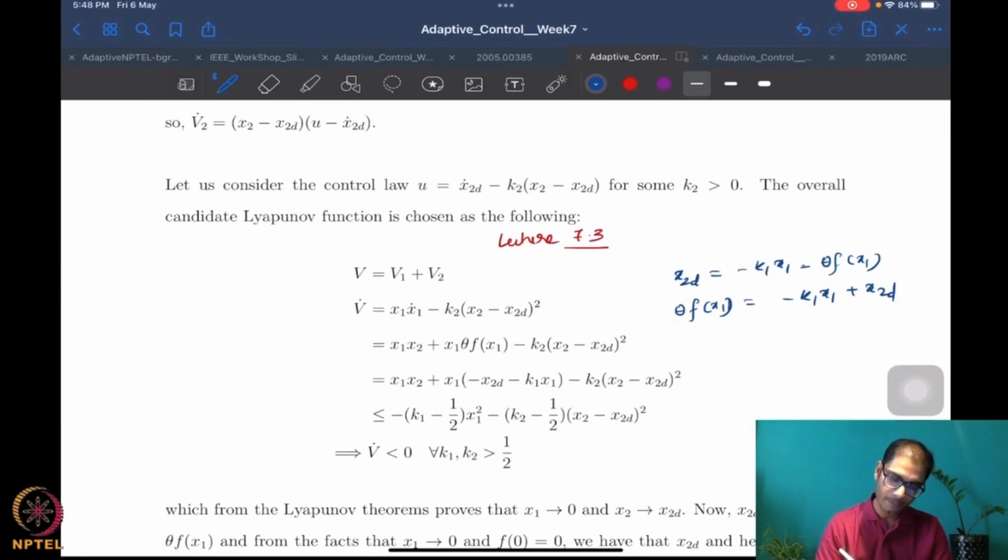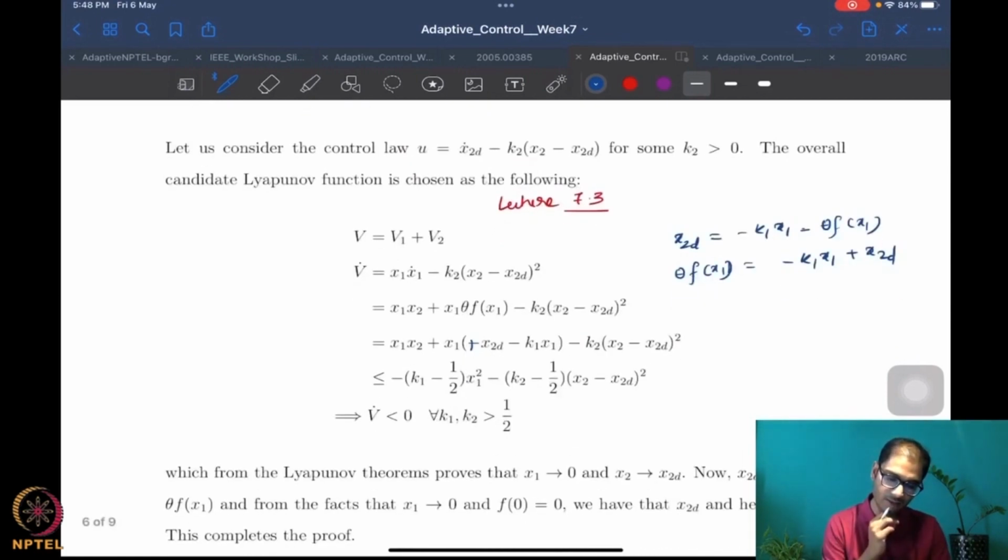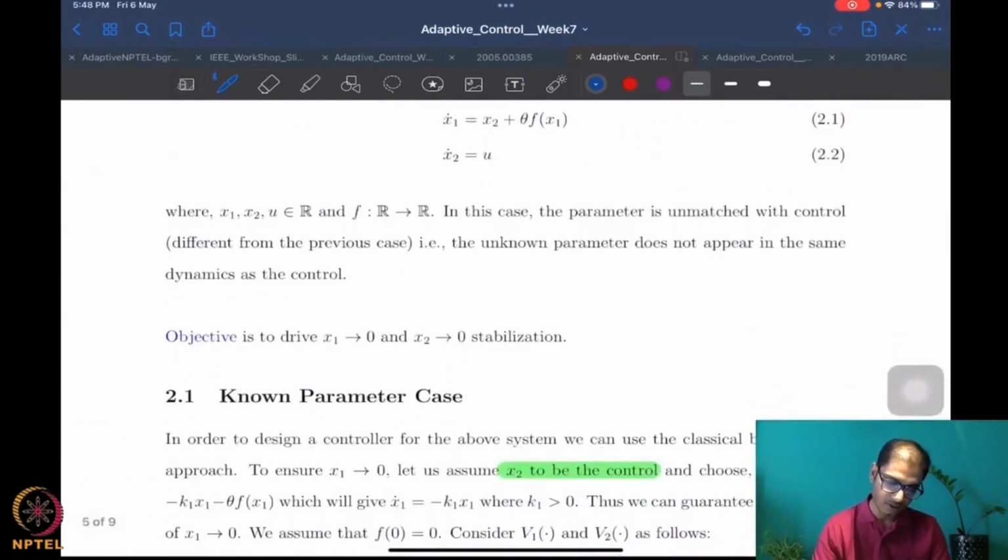So this will actually be a plus sign, right? This will actually be a plus sign. Let's see if I got this correct. So just a second, let me go back and check.